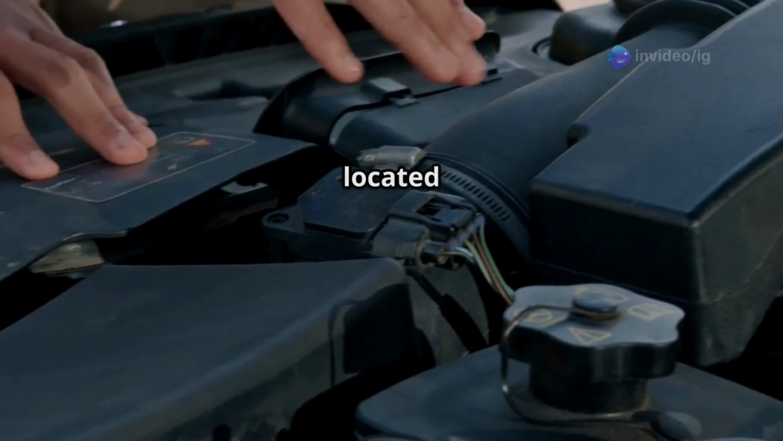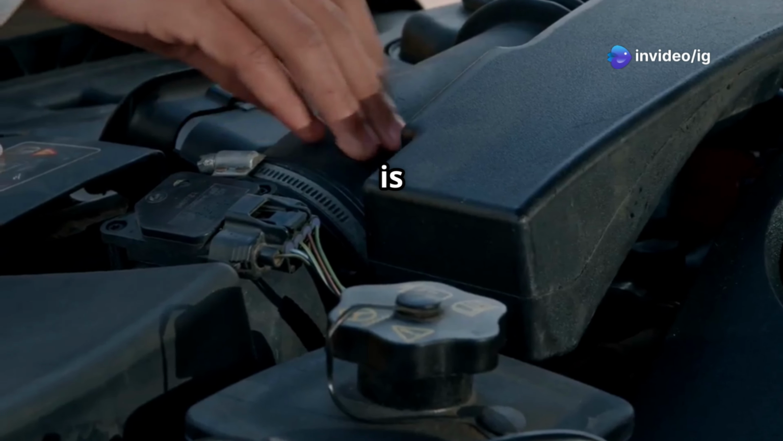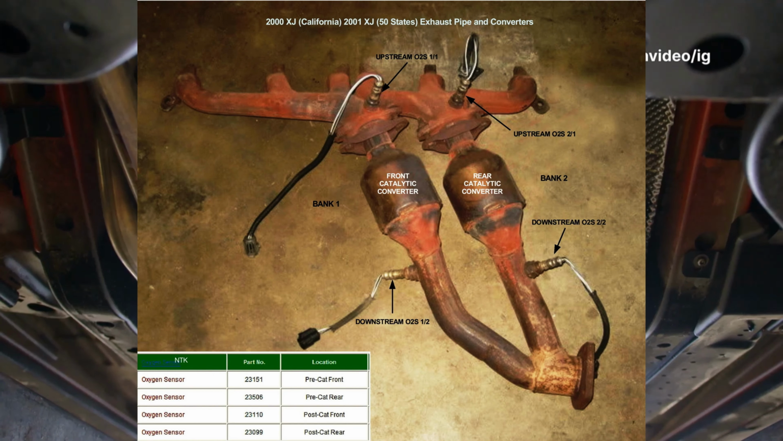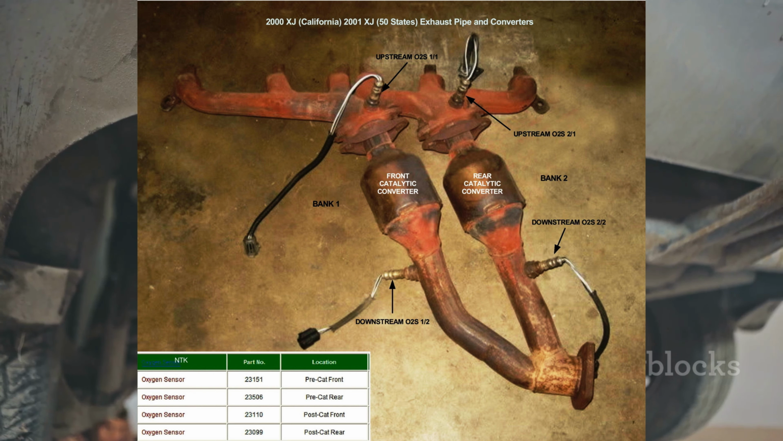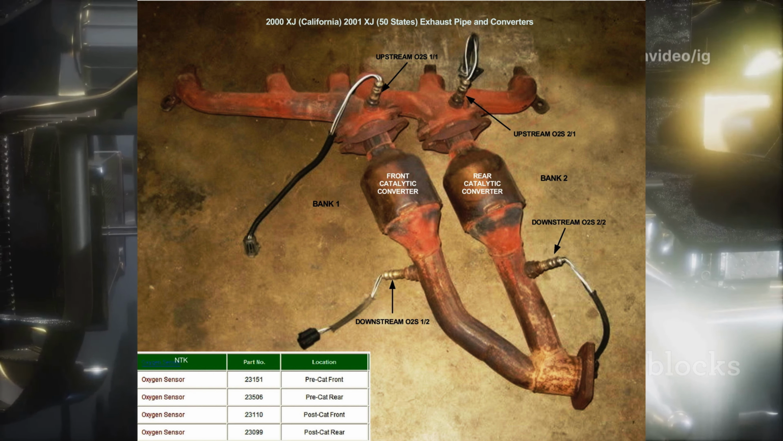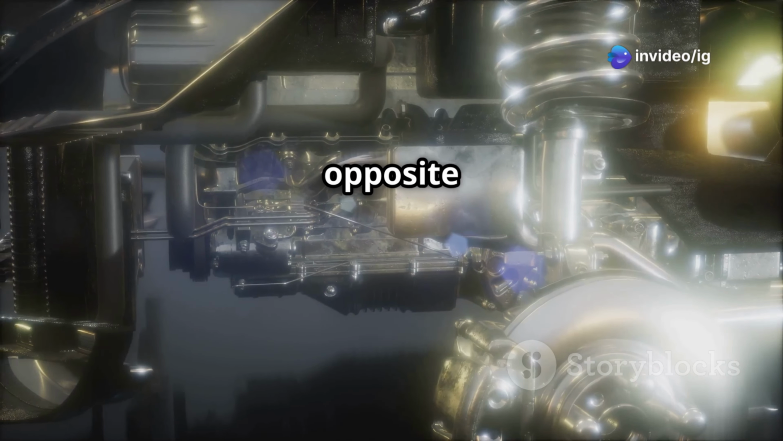Where's the oxygen sensor located for P0052? This is very important. Bank 2, Sensor 1 location, which is the upstream O2 sensor, is located on the exhaust manifold or downpipe before the catalytic converter. Bank 2 refers to the side of the engine opposite cylinder 1. In V6 and V8 engines, Bank 2 is usually on the passenger side. The oxygen sensor connects to the main engine wiring loom or ECU.